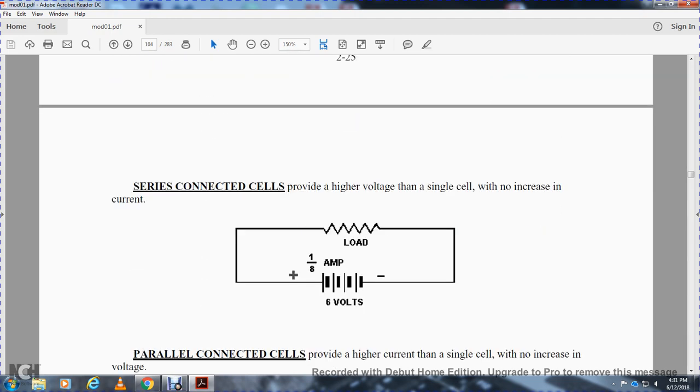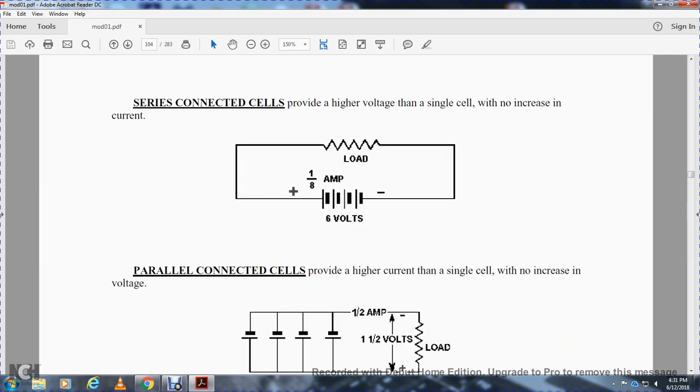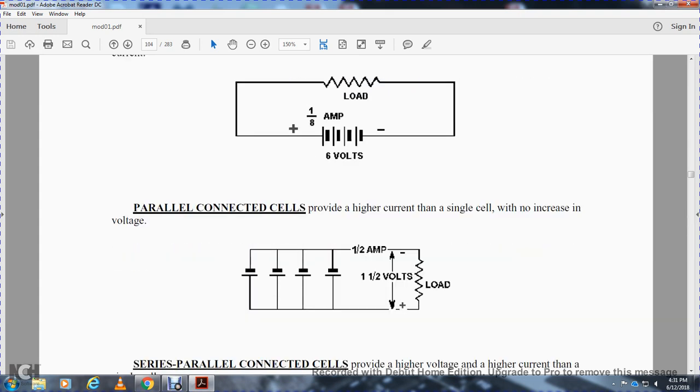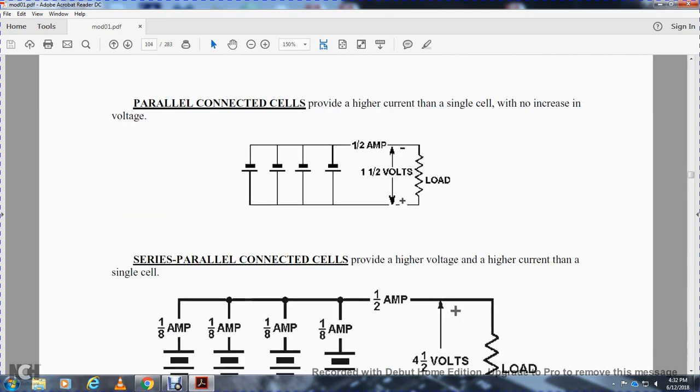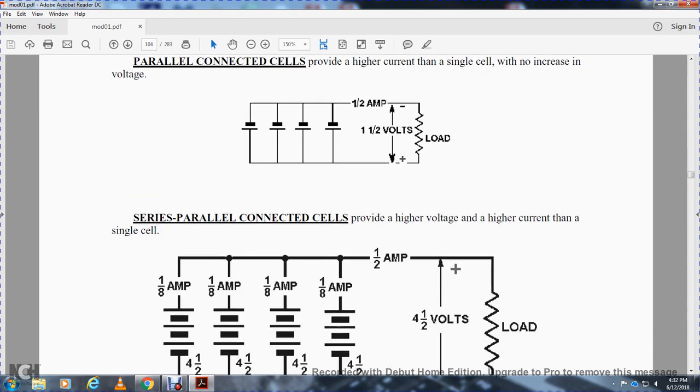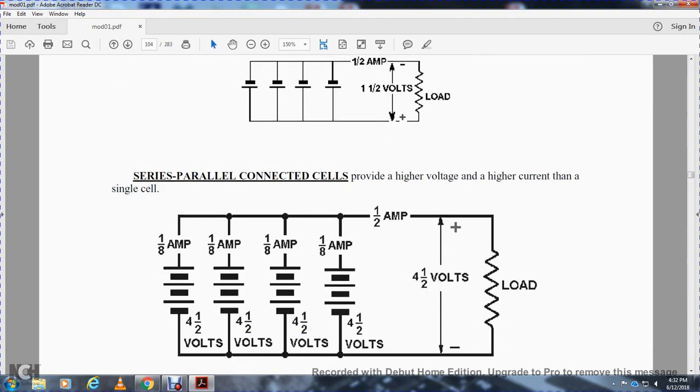Okay, series connected cells provide a higher voltage; a single cell will not increase the current. This shows the load at 1/8 of an ampere, 6 volts. Parallel connected cells provide higher current with a single cell, with no increase in voltage. This shows 4 volts connected at 1.5 amps at 1.5 volts loaded. Series parallel connected cells provide higher voltage and higher current, going from 1/8 of an amp up to 1/2 an amp at 4.5 volts.